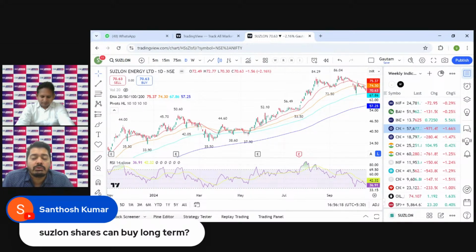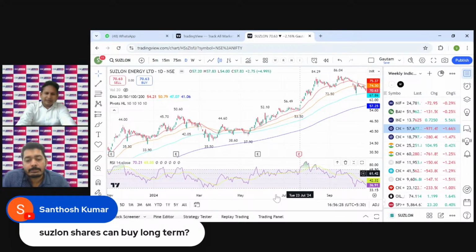But from a trading perspective, from a longer term, closer towards 57, 60 levels is a very good zone to consider accumulating. Yeah, I think even fundamentally, 55 and 60 levels will offer a lot of favorable risk reward at that price. Yeah.